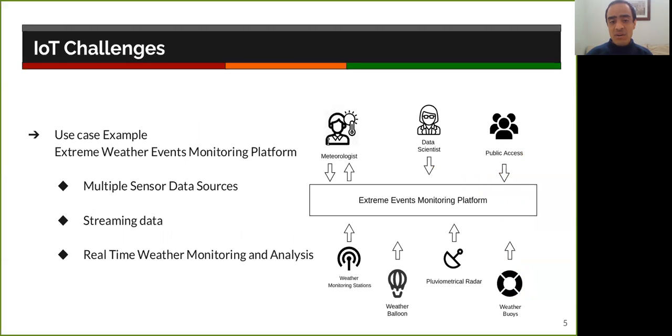We consider as our use case example an extreme events monitoring platform. In such an environment, we have a very heterogeneous set of data sources, such as cameras, pluviometrical radars, and many different types of sensors. These devices produce continuous data streams. These data streams generate a lot of data that needs to be analyzed. But not only are there many source devices, but also there are different types of users that may have different interests in accessing the system.